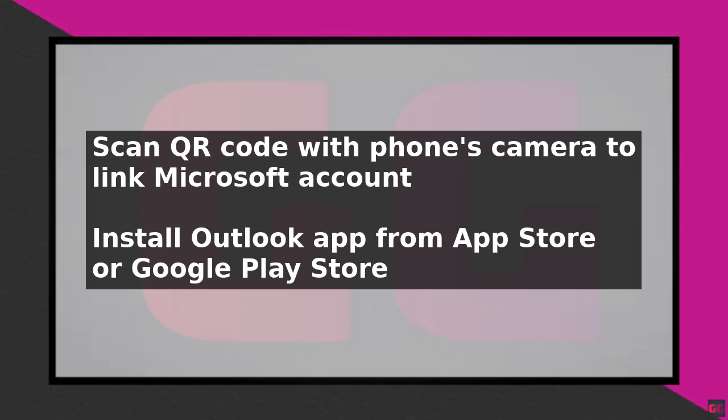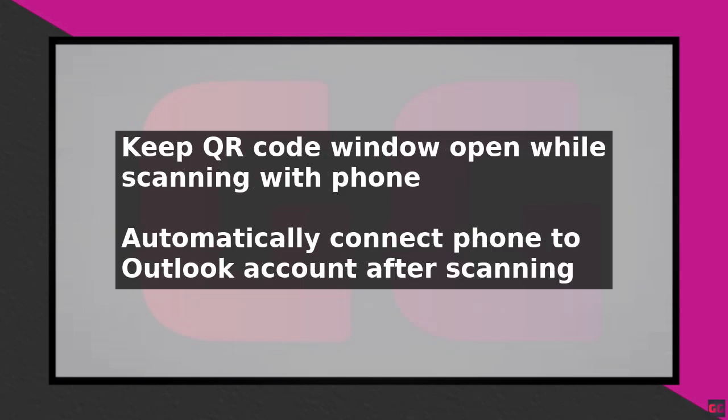Scan the QR code with your phone's camera to link your Microsoft account. If you do not have the Outlook app on your mobile device, you will be prompted to install it from the App Store or Google Play Store. You can keep the window with the QR code open while scanning it with your phone, and it will automatically connect your phone to your Outlook account.